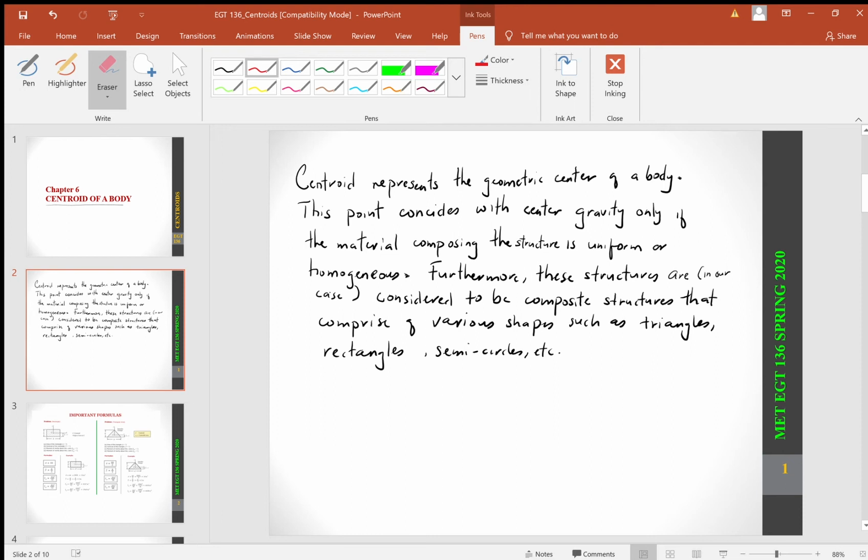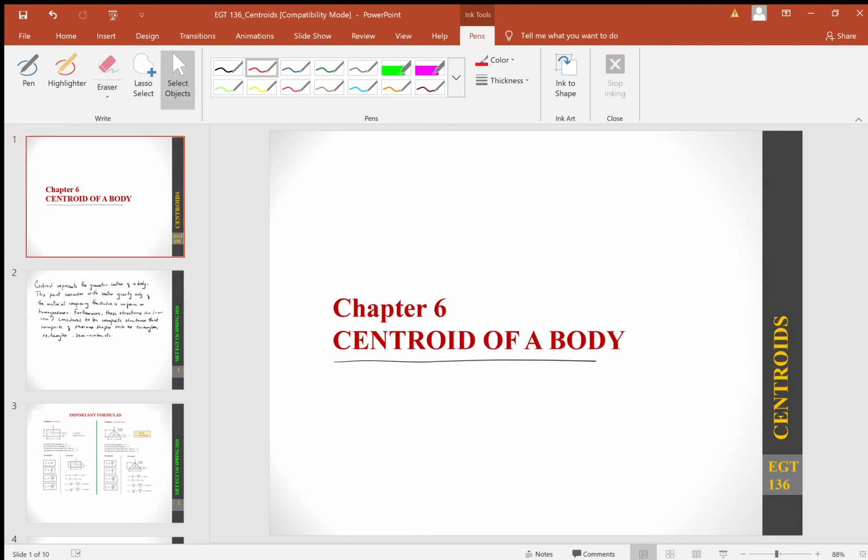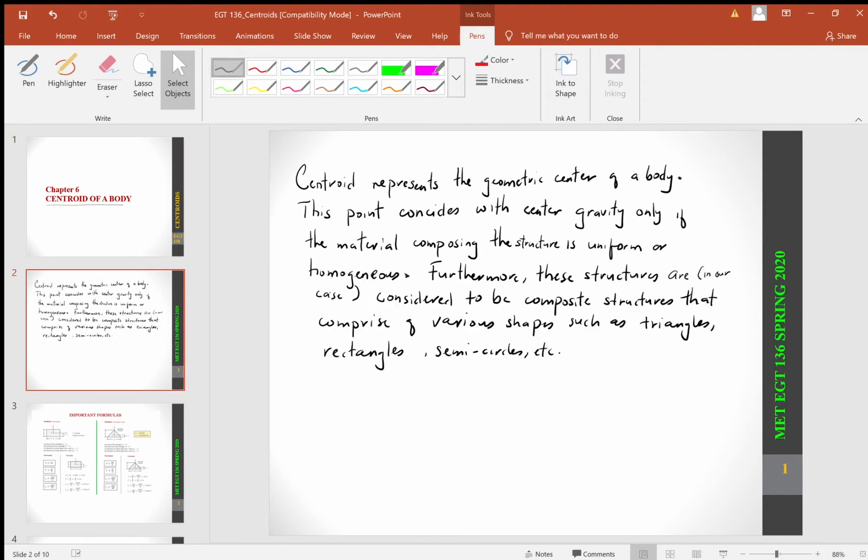Okay, good morning, class. Let's talk about the centroid of a composite body. Okay, this is chapter 6. So ideally, a centroid typically just represents a geometric center of a body. It's almost like a center of gravity, so to speak.